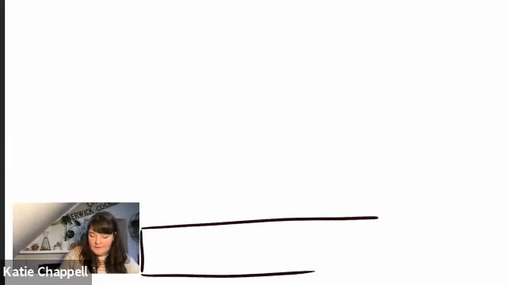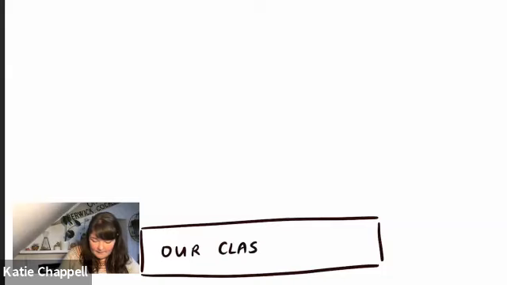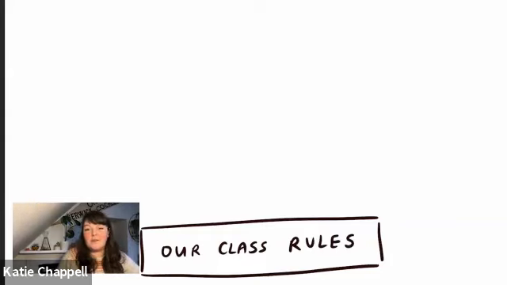So the first thing we're drawing here is, let's check I'm on the screen. I am, good. Our class. So you might want to say our class rules. And this rectangle is the flower pot that the flowers are going to be growing in.